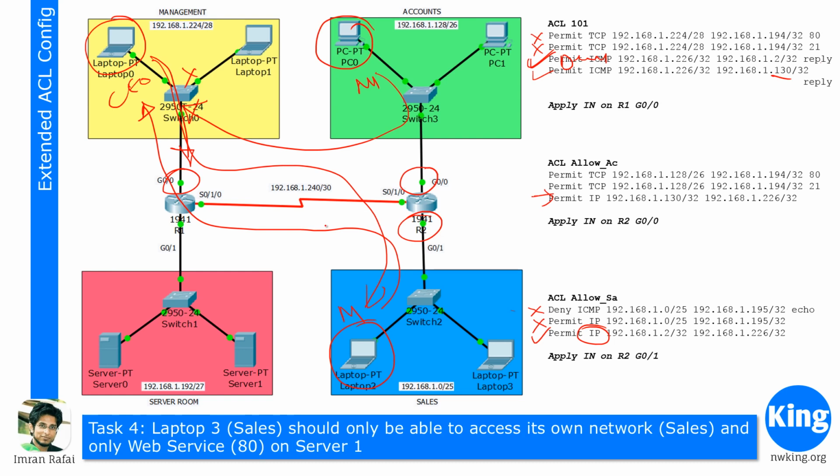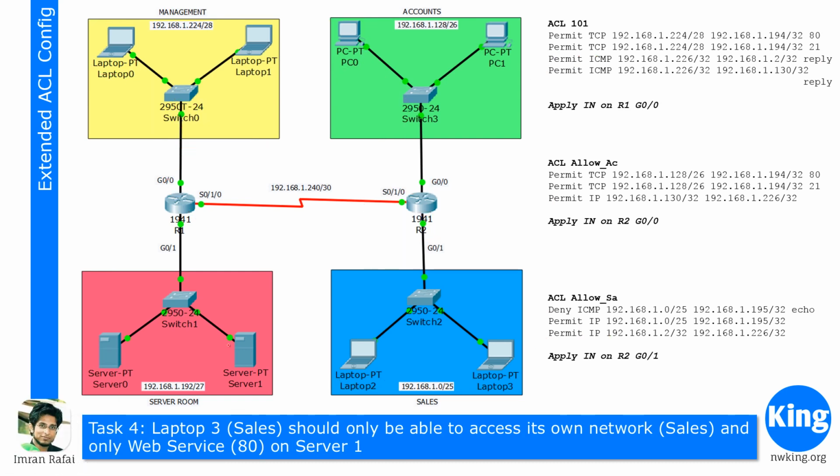Next we look at task 4, and let me clear the screen once again. This says laptop 3 of sales, that is this guy, should only be able to access its own network. That's the sales network. That means whenever this PC tries to communicate out, automatically the traffic should get blocked. But it can only access web services on server 1. So all of the traffic will get blocked, but if it's web traffic going to server 1, HTTP traffic, that will be let through, right?